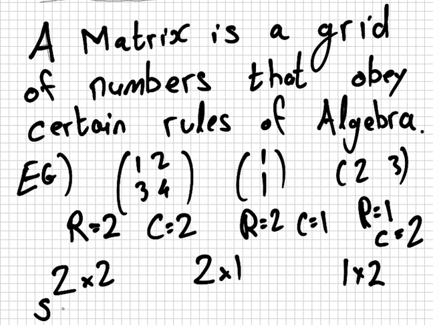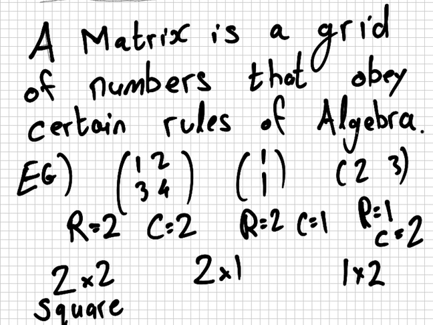And another piece of vocabulary. Sometimes people just call this a square matrix because of its shape. If you were going to give them a name, this one here would be called a column matrix, and this one would be called a row matrix.